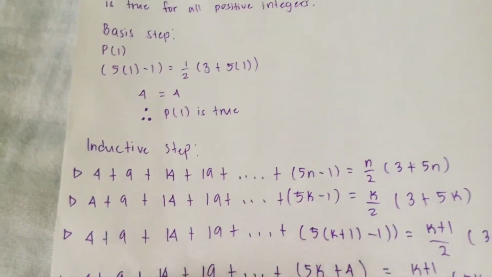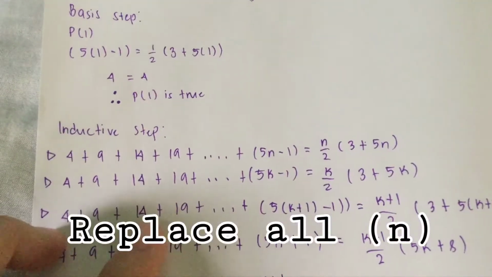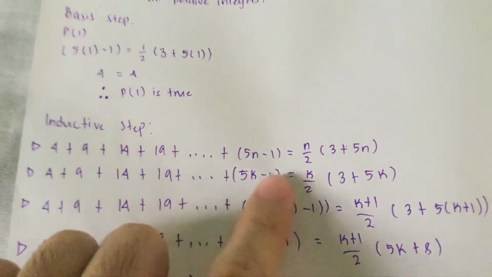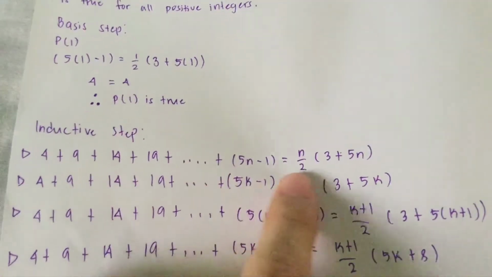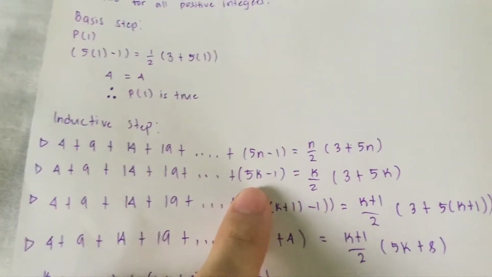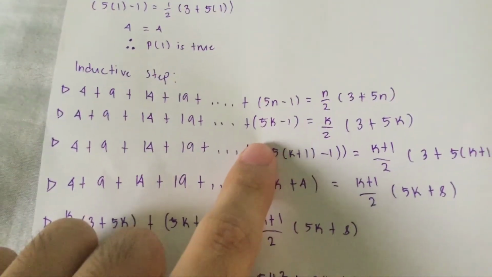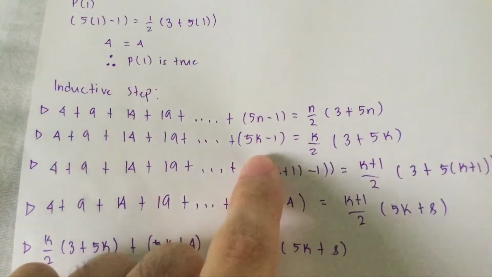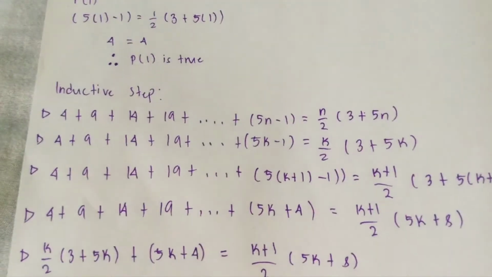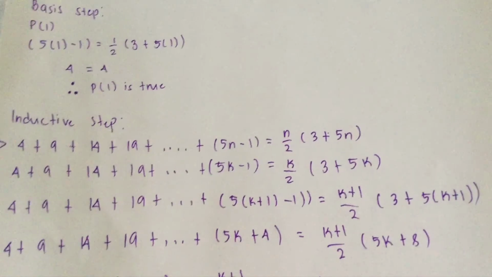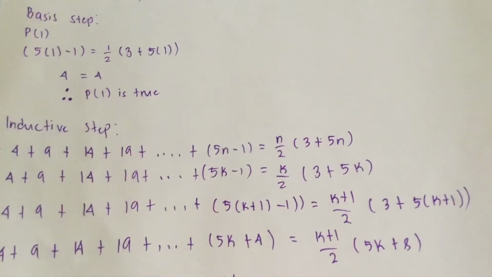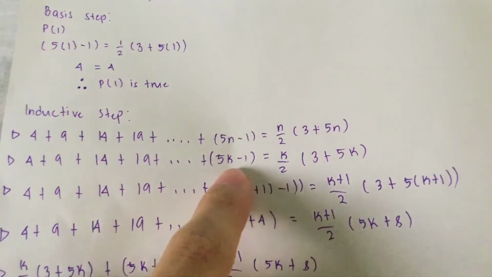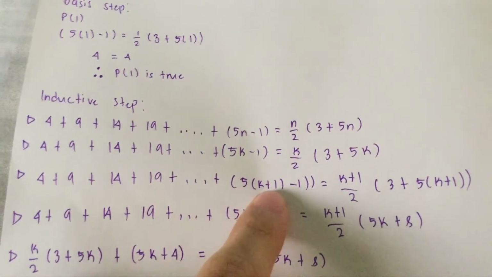So, the next step is we have to replace all n with k. All this variable n, we have to replace it with k. And the next is, given that if P of k is true for all values of k, which is this one, then P of k plus 1 is true, meaning we have to replace all k with k plus 1. So all the k's we have to replace with k plus 1.